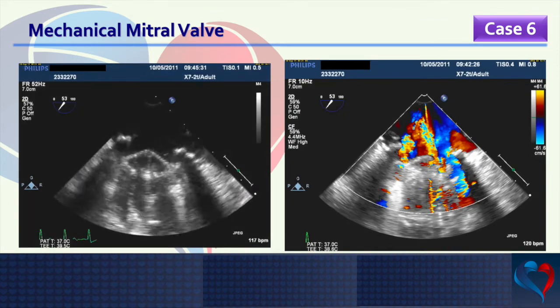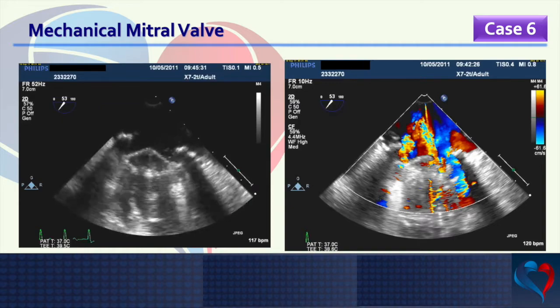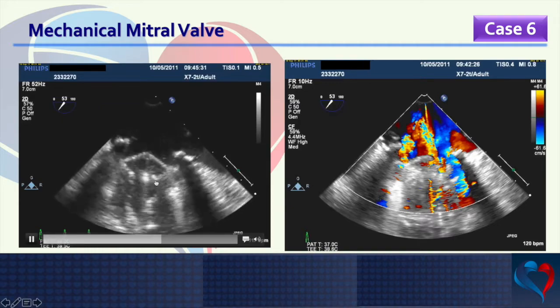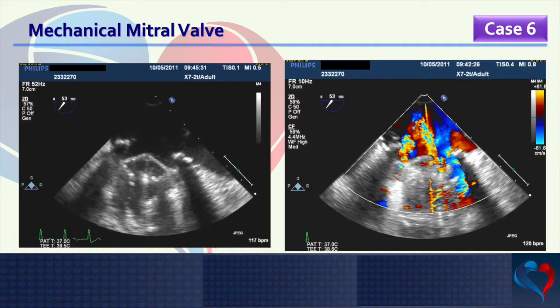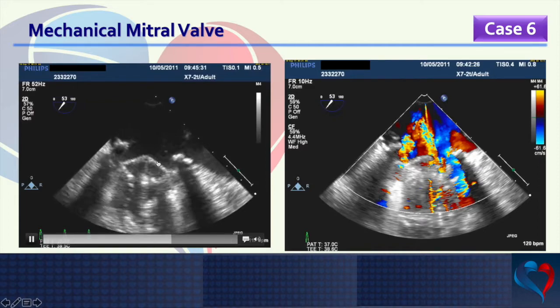This patient has a mechanical valve, and this is transesophageal echo looking at the mechanical valve. This is one of the leaflets of the mechanical valve, and this is the other leaflet. Normally, the two leaflets should move symmetrically. In this case, one leaflet is moving and the other one is not moving.